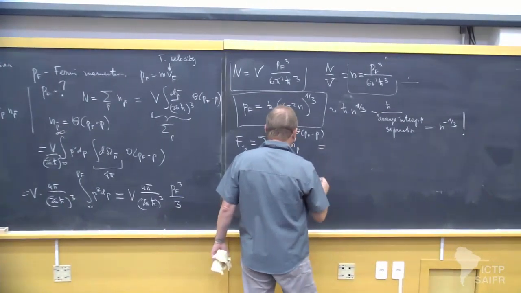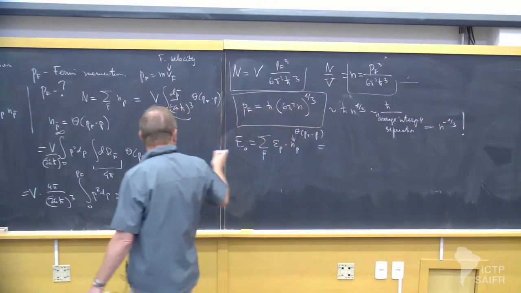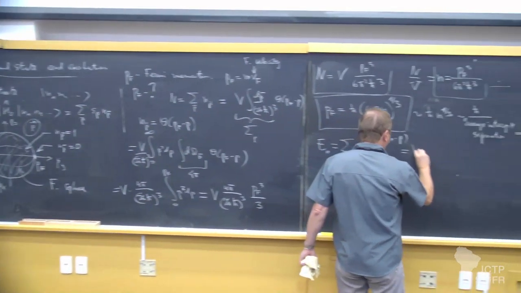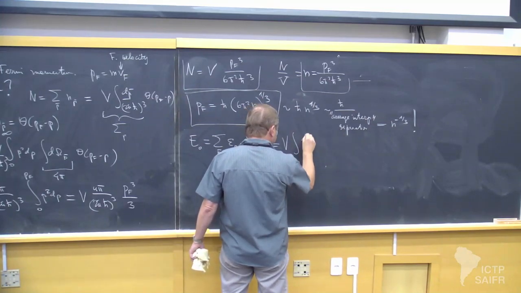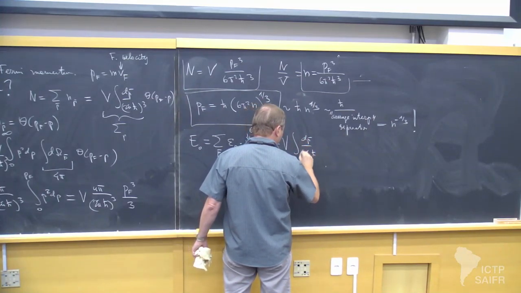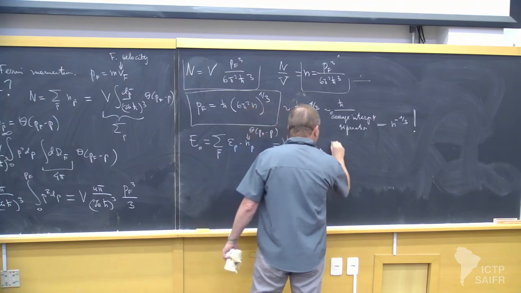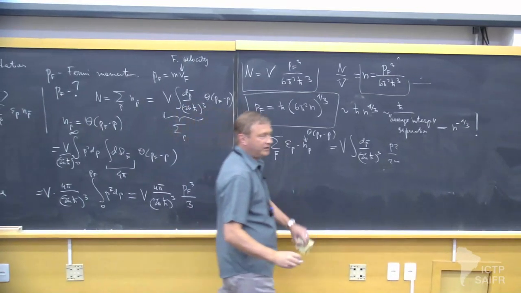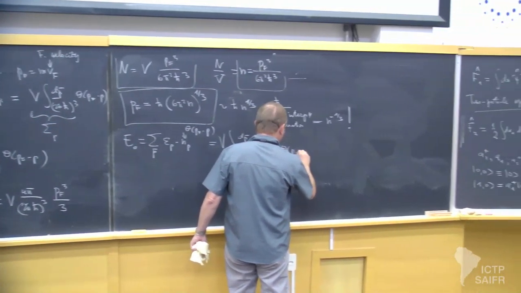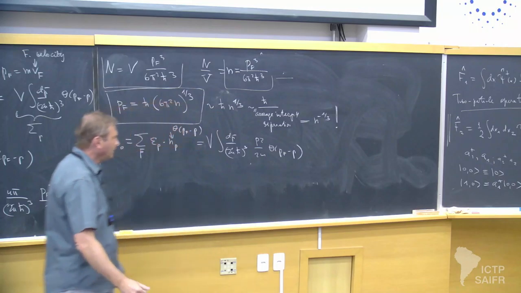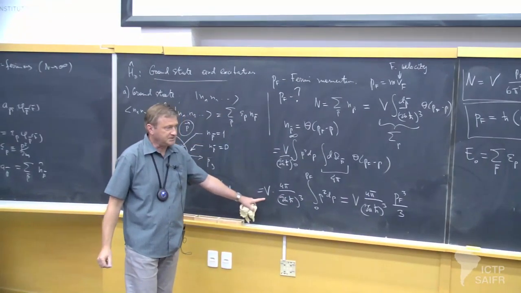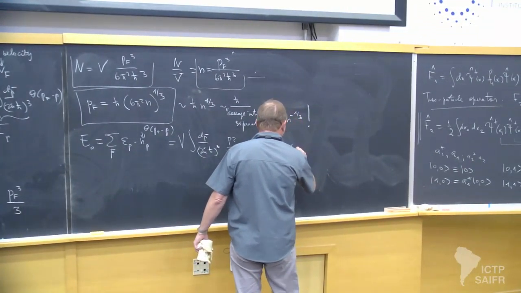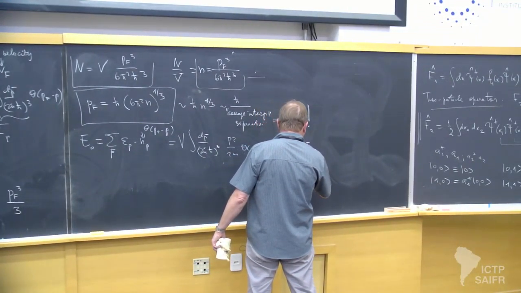So here, what you have to calculate is again the sum over p replaced by this integral in the volume, so we have the integral dp over (2 pi h bar) cubed, and then we have p squared over 2m. This is our epsilon p, and now we have the step function. So now you do exactly the same as here. Now you can integrate over directions. That gives you volume, that gives you 4 pi over (2 pi h bar) cubed.